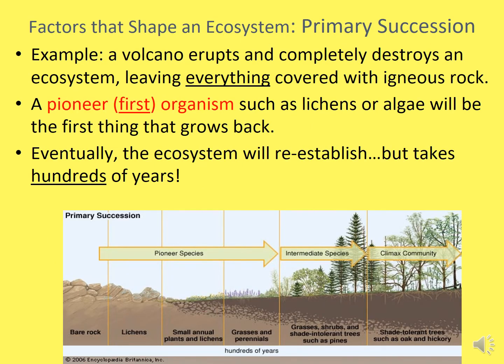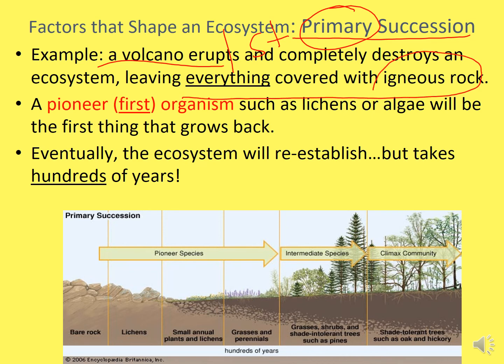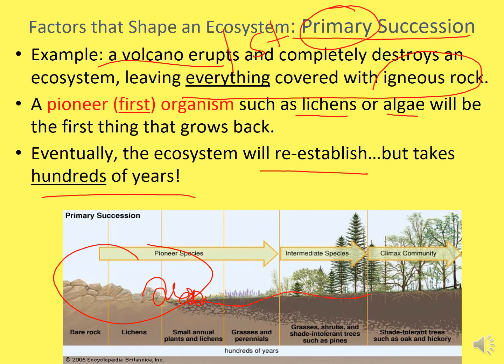So now our biggest one we're going to talk about is primary, and primary again means first. So our first and foremost. So the first thing it talks about is a volcano. So this is going to be off of natural disasters. So a volcano erupts and completely destroys everything, leaving it with igneous rock, right? Boom, everything's blank. So pioneer organisms such as lichens or algae will be the first thing to grow back. They start growing back. Eventually, it's reestablished, but it takes hundreds of years until we finally have a whole brand new forest. But again, give it about 150 years.